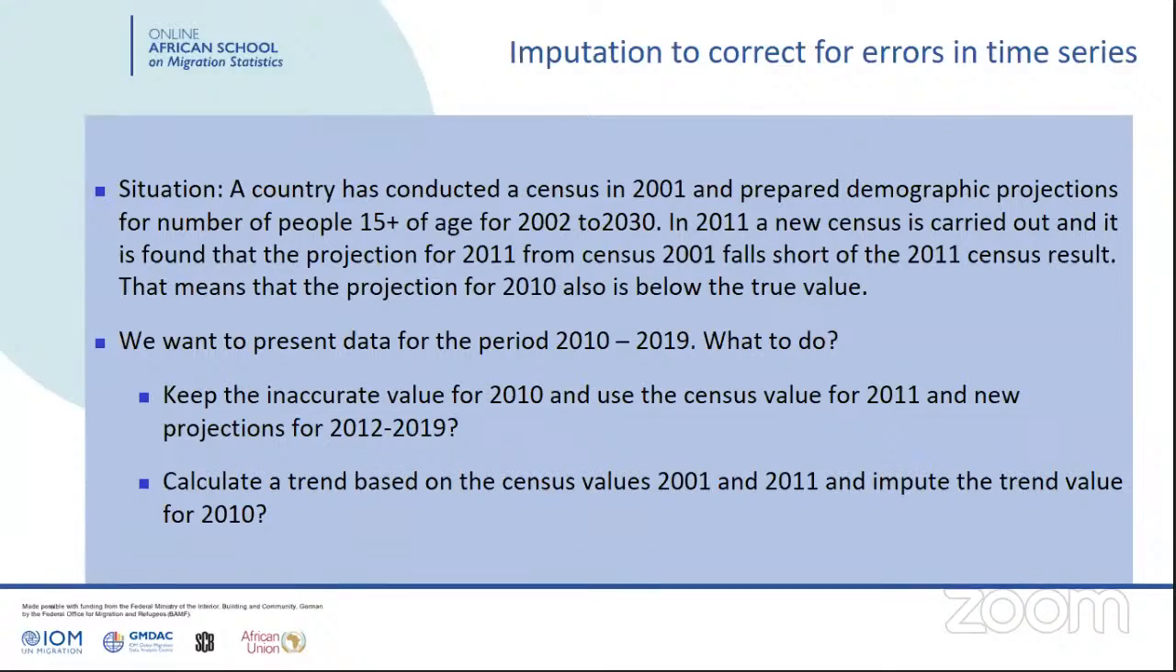We want to present data for 2010 to 2019. What to do? Should we keep the inaccurate value, the projection for 2010, and use the census value for 2011 and new projections for 2012 to 2019? Or should we calculate a trend based on the census values 2001 and 2011 and impute the trend value for 2010?